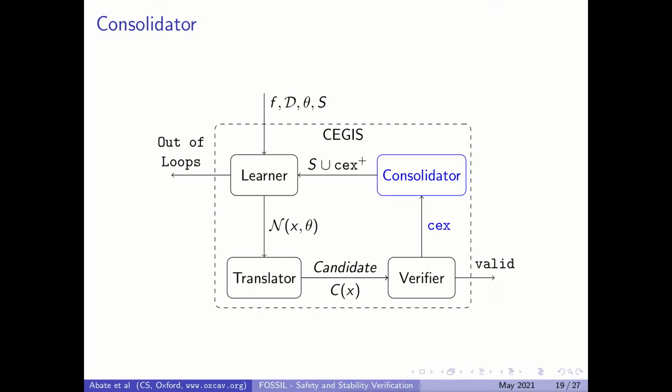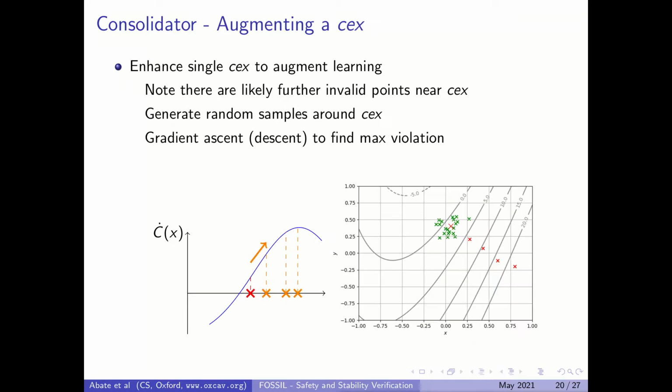So to address this issue, we have our second intermediary component, which we call the consolidator, which takes as input this single counterexample. The goal of the consolidator is to augment this counterexample to enhance the learning that the learner can achieve from just this one counterexample. So really the idea of this is to maximize this communication between the verifier and the learner. And there are two main approaches that we take to do this. The first is by noting that there are likely further invalid points near our original counterexample. So we can just generate random samples near this counterexample, check if they also invalidate the conditions, and if they do, add them to our counterexample set.